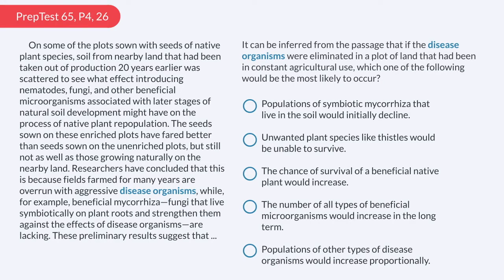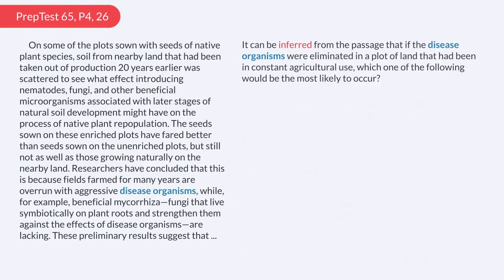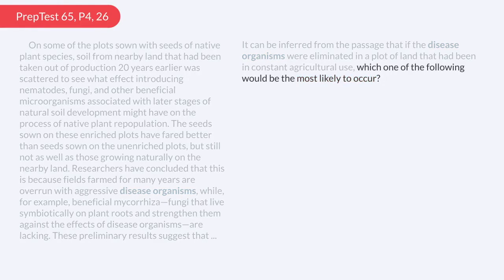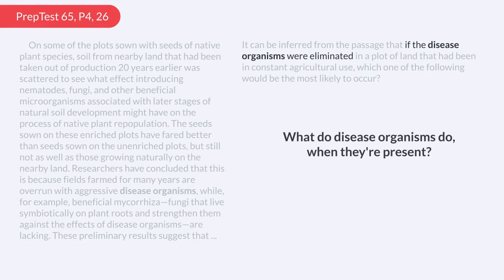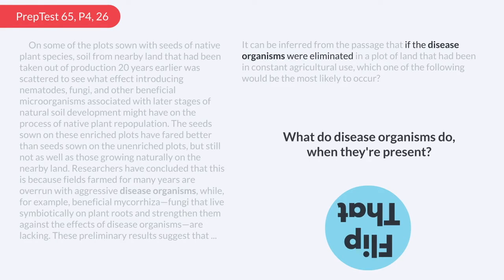All right, welcome back. Again, we're getting an inference question, and again, it's of the most supported, most likely sort of strength. They're asking what would happen if disease organisms were eliminated from a plot of land. All right, well, let me figure out what disease organisms do when they're present, and then I'll just flip that, and that'll be my answer for what happens if you eliminate them.